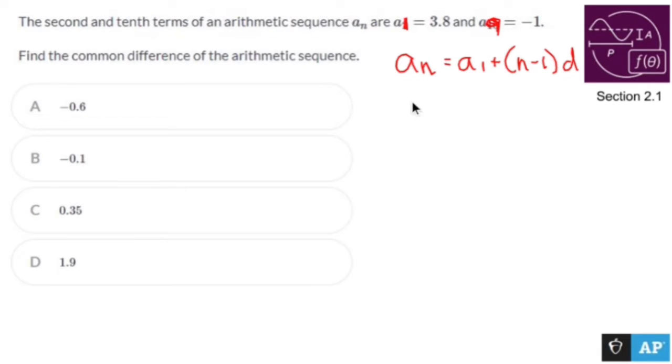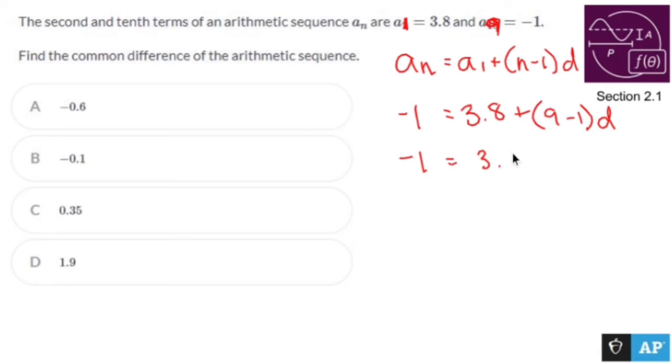So I can do this. What I have is the fact that a of 9 is -1. I know that. I don't know the first term, except that I do. It's 3.8, because I just made it up. 3.8 plus the fact that we are using the 9th term minus 1 times the common difference. Now I have enough information to do the rest.